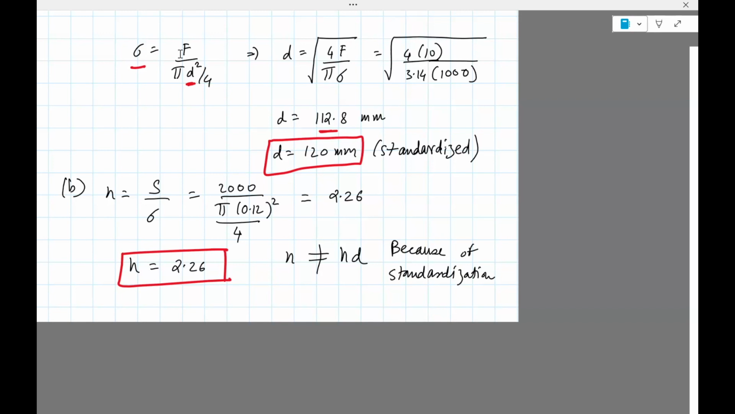Sigma wouldn't have to be the force over the area instead of just the area. Oh yeah, I think I forgot something. It's force over the area. My bad. It should be 10 divided by pi 0.12 square divided by 4. Thanks for catching that.